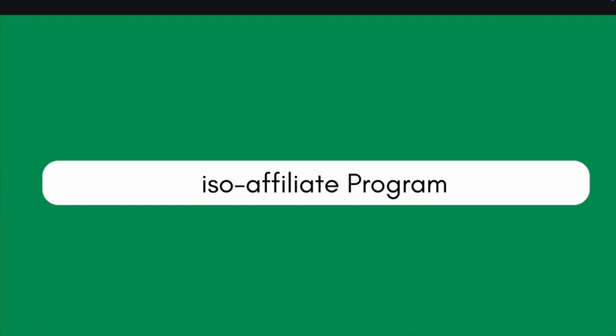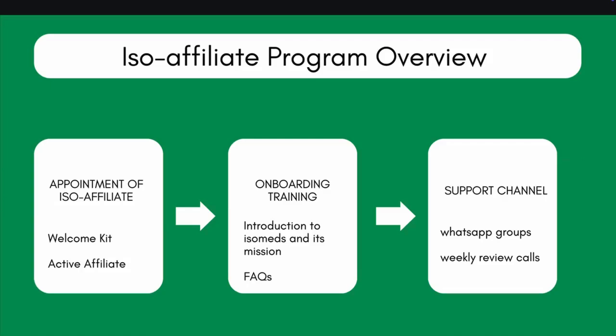So now let's talk about the Isomeds affiliate program. The Isomeds affiliate program is where we train you to help customers save up to 50 to 70% of their monthly medicine bill, because of our mission, which is to help chronic patients save 50 to 70% on their monthly medicine bills. The Isomeds affiliate program has three different stages: appointment, onboarding, and support.